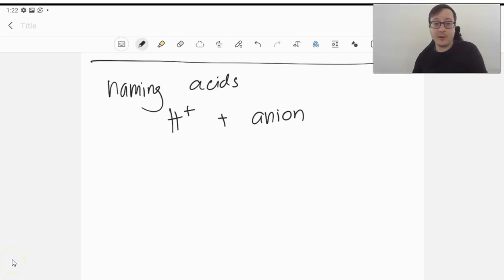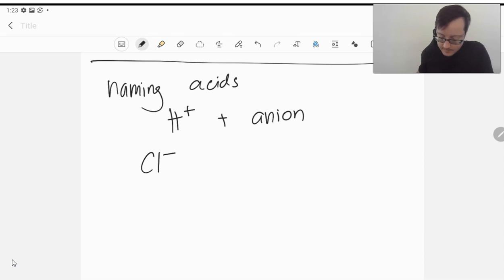All right, and our third category of compounds are acids. And acids are combinations of H plus and some anion. And since the H plus is going to be the same for all of these, the only difference is the anion. And so we just need to remember our anion names.